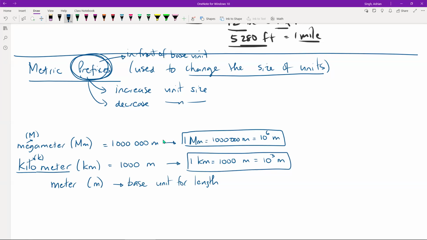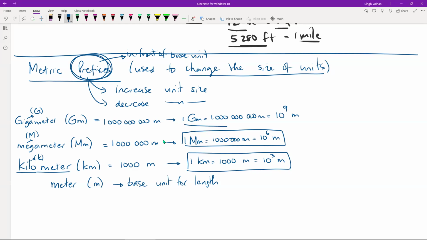And the last one we'll take a look at here that increases the size of the unit is giga. Okay, so gigameter: giga has the symbol big G. If I have a gigameter, big G, small m, giga means a billion, which is 1 and 9 zeros. So then we can say 1 gigameter is the same as a billion meters, and we can express that in exponential notation. That's 10 to the 9 meters. Okay, there are others. We're going to limit our scope here to just these three: kilo, mega, and giga.